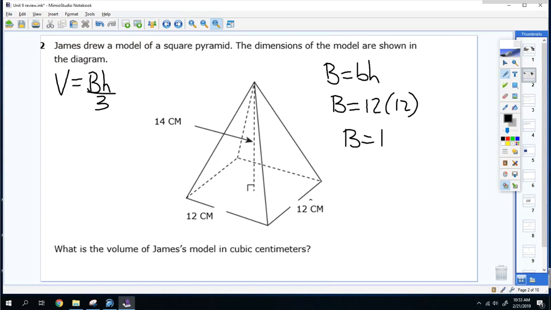So 12 times 12 is 144. So then you're going to do 144 times the height of the pyramid, which is 14, and you divide it by 3 because it is a pyramid. So when you do all that, you get exactly 672.